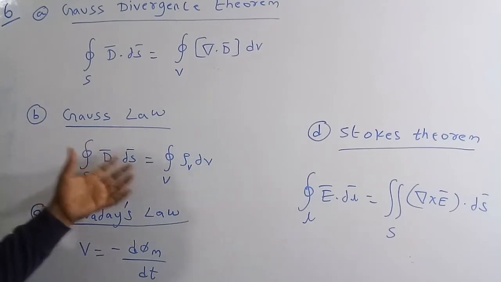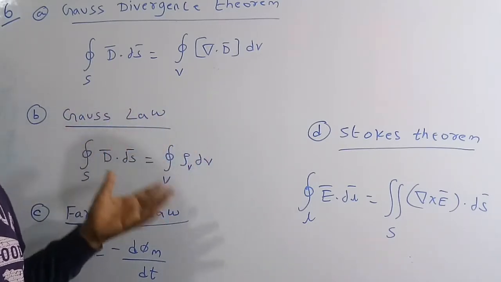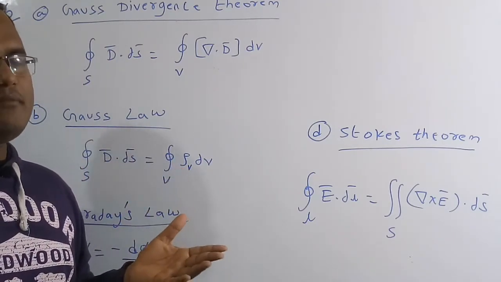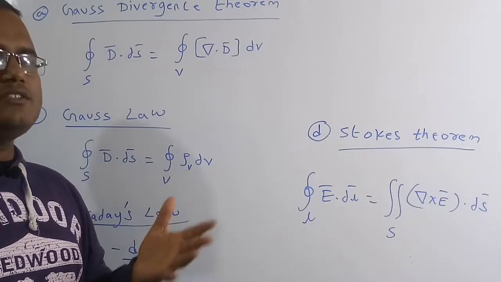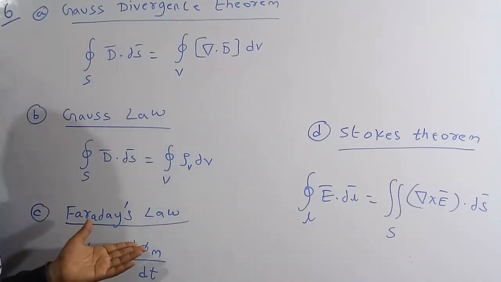So this is the Gauss law. Basically in the Gauss law we are going to use the Gauss divergence theorem. Then only we are going to get one important formula, which is del dot D bar is equal to rho v, meaning the divergence of electric flux density is equal to volume charge density.